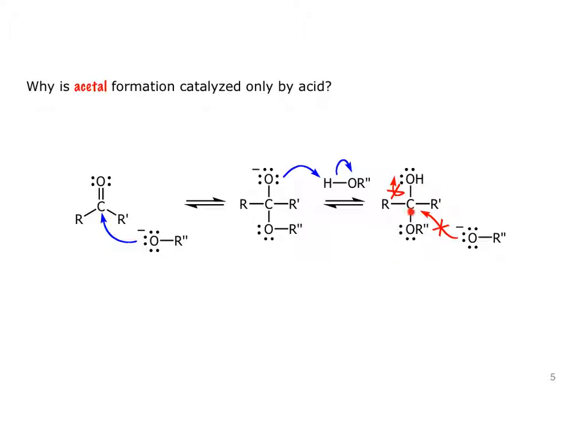The alkoxide is not a strong enough nucleophile to react. Hydroxide is such a poor leaving group that it won't undergo direct substitution. It won't undergo elimination because it's a poor leaving group. And so basically we get to an endpoint. So under basic conditions, alcohols will react, but they'll only lead to an equilibrium mixture that has some hemiacetal in it, and that reverts back to the ketone. So you can't make a full acetal under basic conditions.